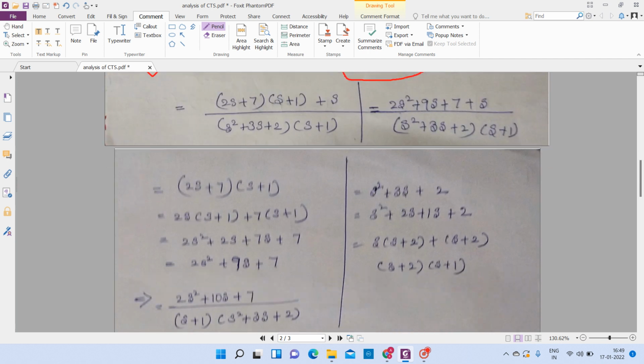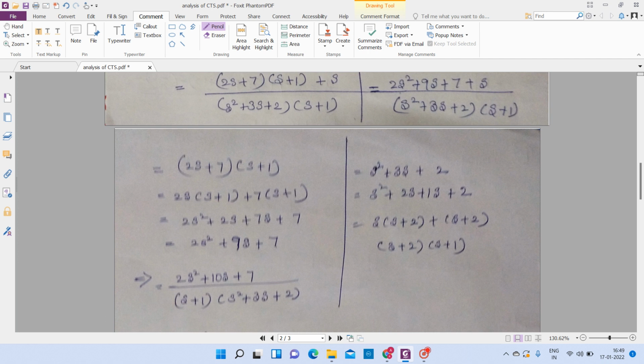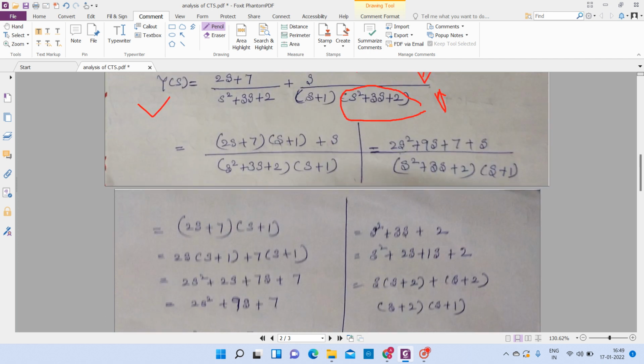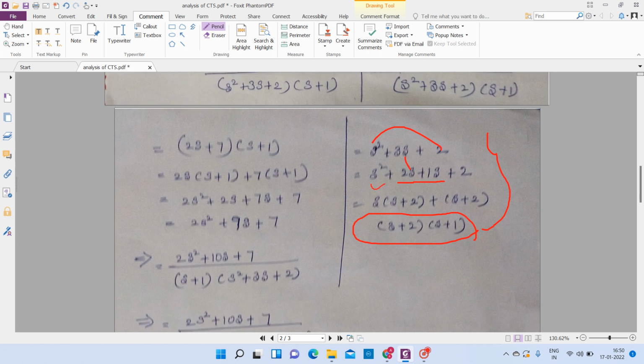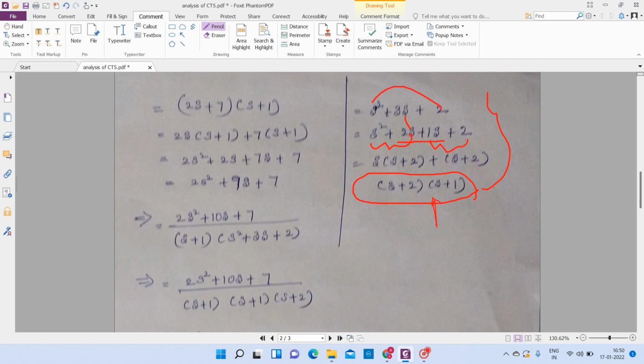You know very well how to find out the roots, right? So for this equation s square plus 3s plus 2, these are the steps to find the roots of the second order polynomial equation. So for this one, multiplying these two terms we will get 2s square. If I am adding these two terms, I will get 3s. So after that, we have to consider these two terms and these two terms. Then we will get s plus 2, s plus 1.